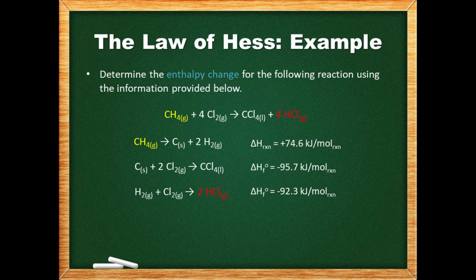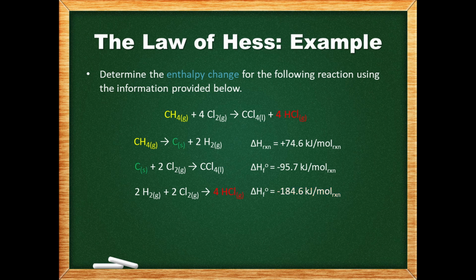Additionally, hydrogen chloride gas is a product in the overall reaction and shows up in the third reaction as a product. The coefficients are different though. There are 4 hydrogen chloride molecules in the overall reaction and only 2 in the third reaction, so we should multiply this reaction by 2. We must also multiply the enthalpy change by a factor of 2.